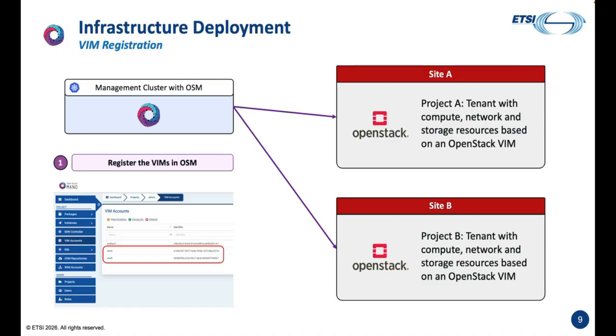So in this case, for the Vim registration, you have basically the OSM installed in a management cluster, and you have the two different sites. In this case, this could be a tenant in the same OpenStack Vim, and a second tenant for site B. So with OSM, you can register the two sites using just a couple of commands. And after that, you can see in the user interface how the sites are registered. I'm going to show you this in a couple of slides.